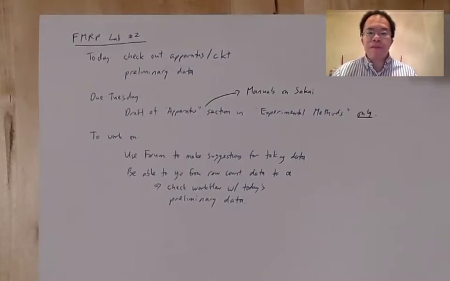So due next week, continuing with the writing project, will be the draft of the apparatus subsection of your experimental methods section of your report. I am asking you to hold off on procedure for now, since I think we're still working out what we should do in terms of taking data, and it'll be easier to write the procedure section once we all figure out how we're going to take the data.